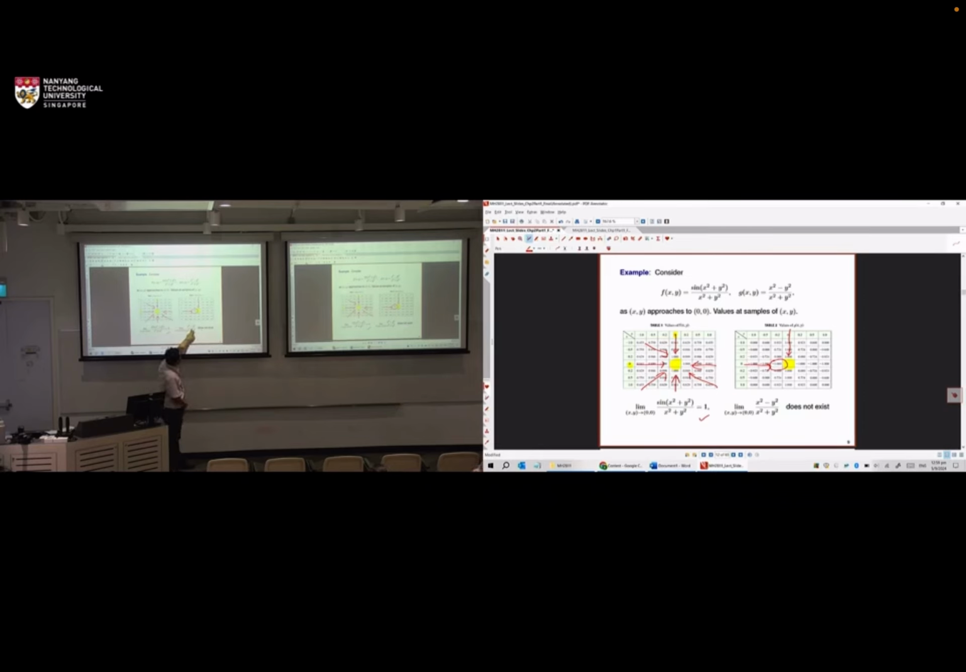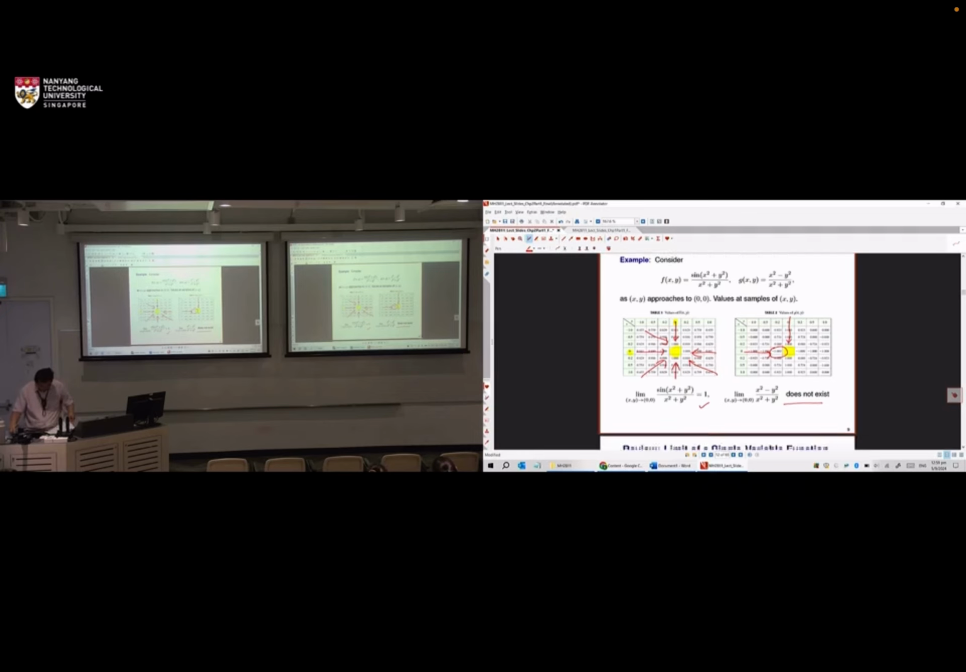You can just find 2 paths where it gives you 2 different limits. 2 paths leading to the 0, 0 that give you different limits. So here is negative 1 straight away, no need to talk already. The limit does not exist.